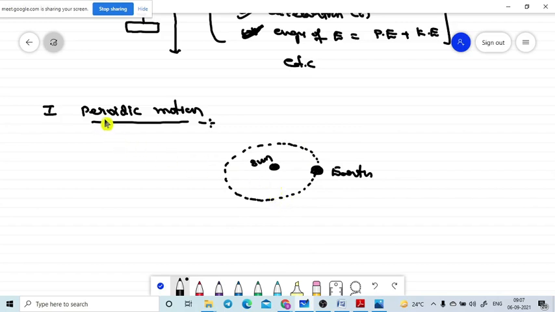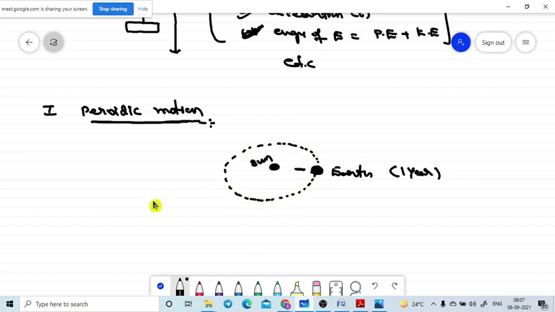Please look at this one. Periodic motion means the body is repeating its motion in equal intervals of time. For every year, the body is repeating its motion. Let me take it at a starting state. After 1 year, it will come to the same position. After the next year, it will again be at the same place. Third year, fourth year, like this.